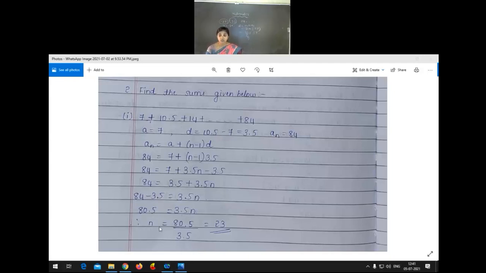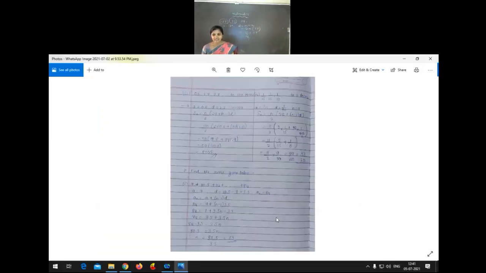Therefore, n is equal to 80.5 divided by 3.5, that is equal to 23. So here we actually have 23 terms in the AP. Now it is easy, no? Before going to share the next page, I want to ask one question. Which formula do we have to use to find the sum of this AP? Can anyone tell me?